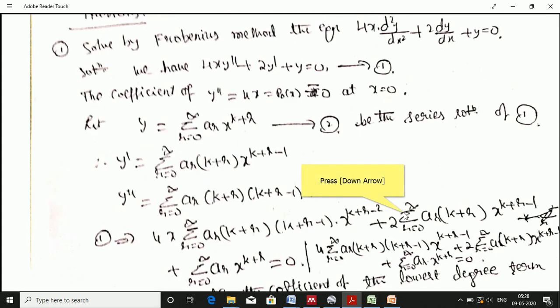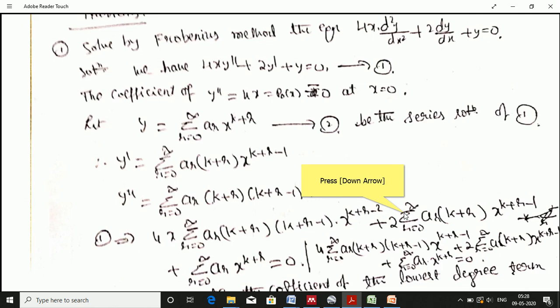I'll show one problem on how to solve equations using the Frobenius method. 4x d square y by dx square plus 2 dy by dx plus y equal to 0 is the given differential equation, call it as 1. Here the y double dash coefficient is 4x, that is p naught of x. If I substitute x equal to 0, definitely 4 into 0 equal to 0. P naught of x is equal to 0 at x equal to 0. Hence we can apply the Frobenius method.